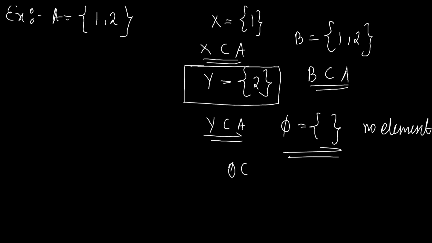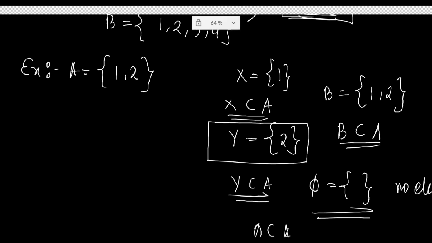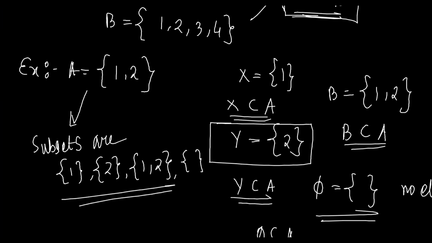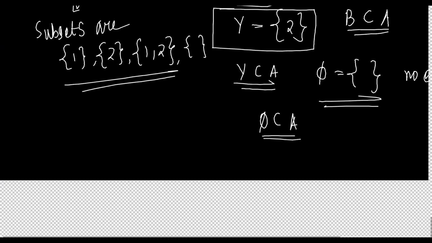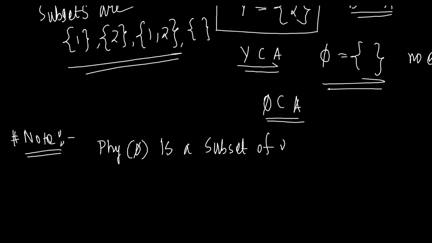Okay, so the subsets of this set are {1}, {2}, {1, 2}, and another is phi. These are the subsets. Now we have to know, as I was telling, that phi is a subset of every set.